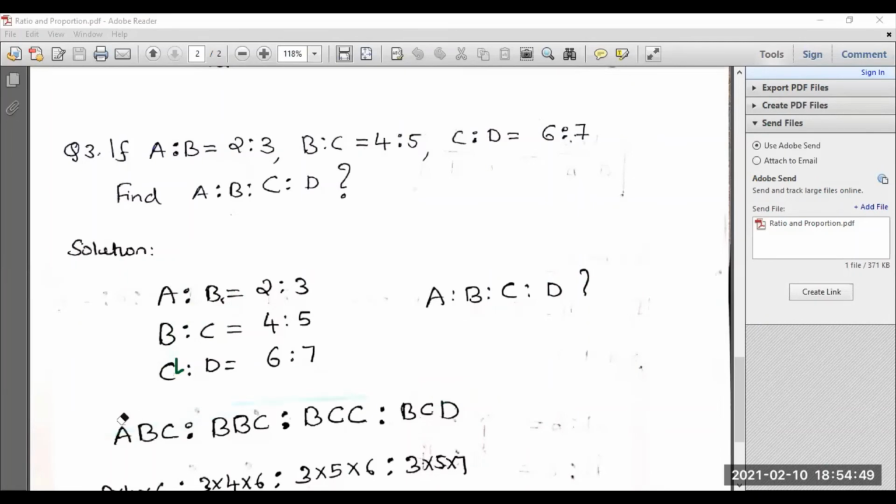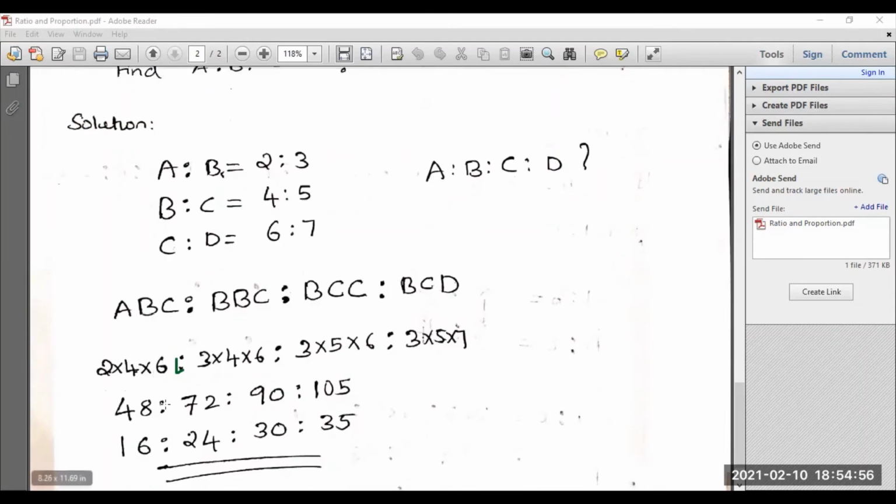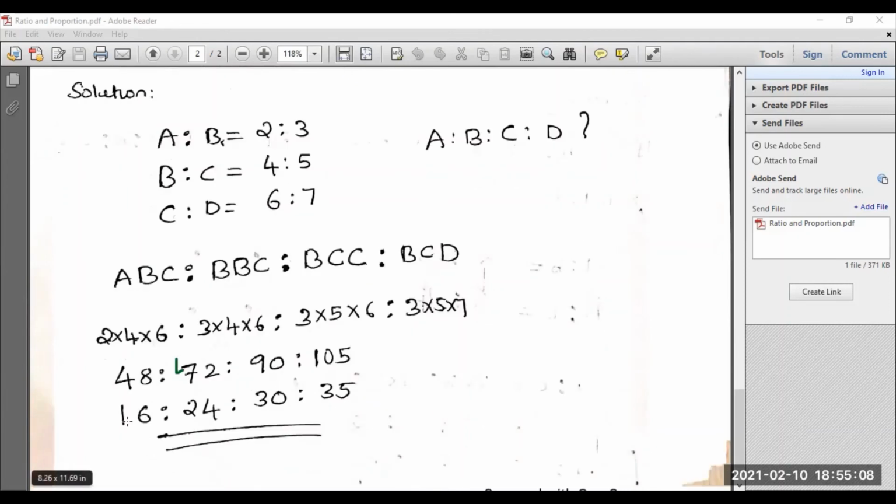Now, what you are supposed to do? See, A is to A, B, C, B, B, C, B, C, C, B, C, D. So if you solve like this, I'll be getting the answer, that is 48 is to 78 is to 90 is to 105. Then you can divide by using a common factor. Let 3 be a common factor. Then I'll be getting 16 is to 26 is to 30 is to 35. This is the final answer.